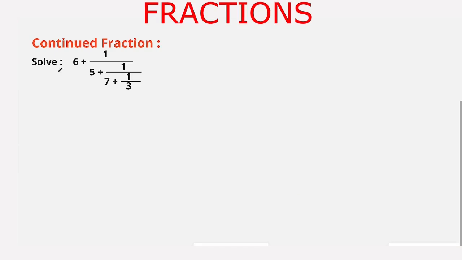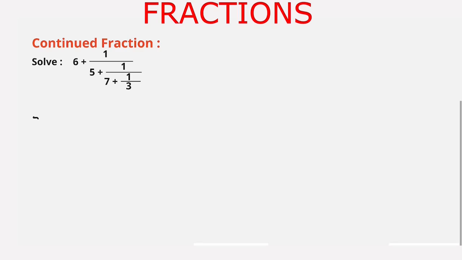The example is solve 6 plus 1 upon 5 plus 1 upon 7 plus 1 upon 3. Such type of fractions are called continued fractions. Now how to solve it? The method of solving such type of question is to start from the bottom.